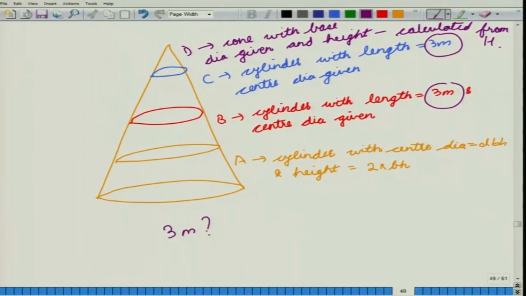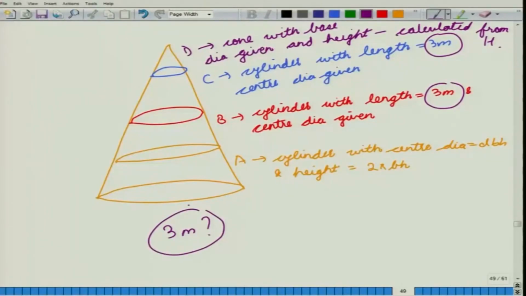Well, it turns out that most of the logs that are harvested from the tree for merchantable purposes have a length of 3 meters. So, when we are measuring a tree, when we are trying to calculate its volume, if we chop its logs in such a fashion that their length is 3 meters, then we would be able to sell them and we would be able to use them as well. So, this is the significance of 3 meters.